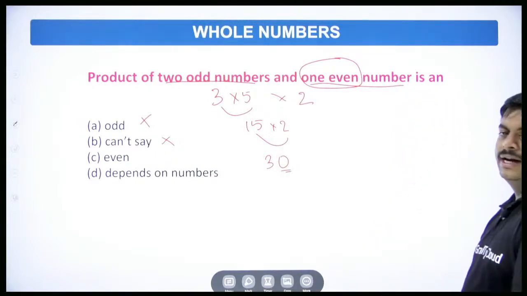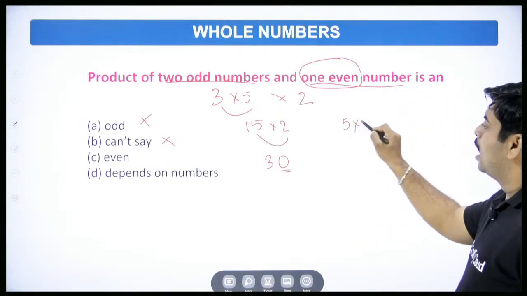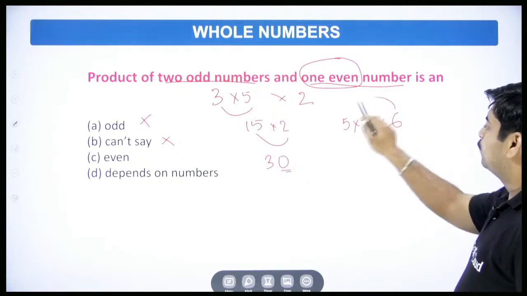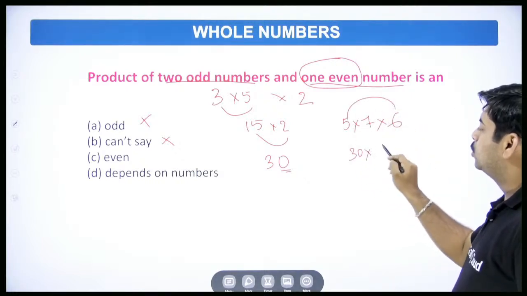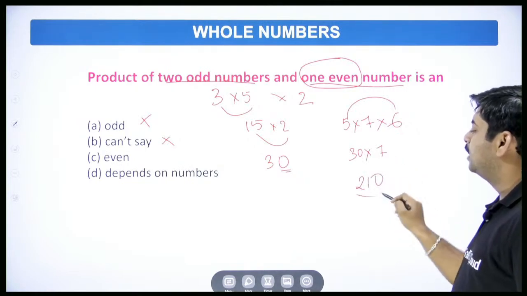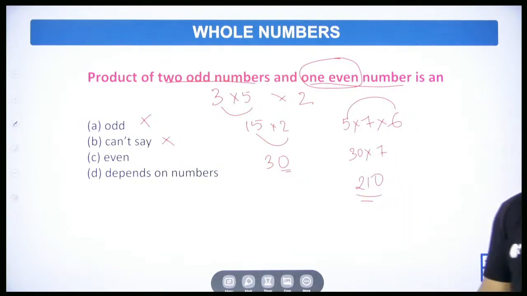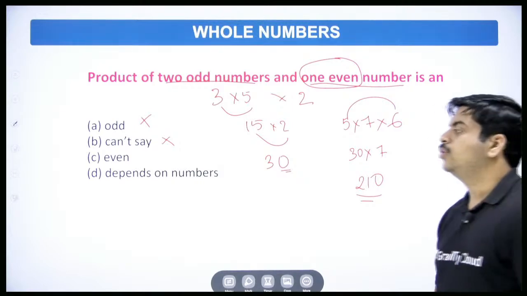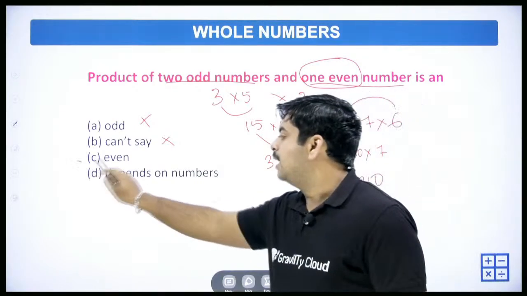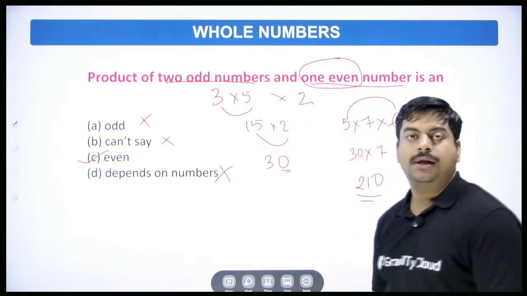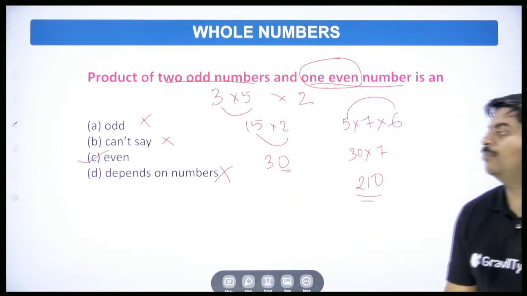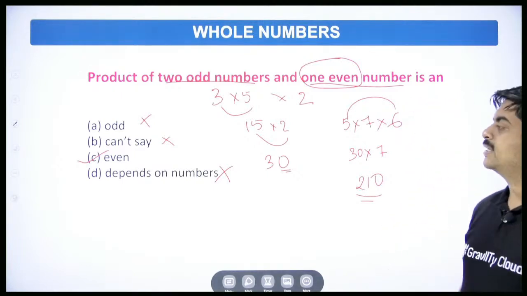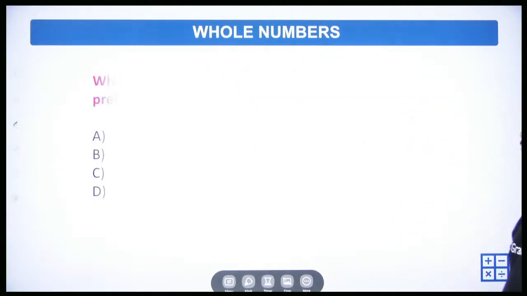You can take any other numbers, right? Let me take 5 into 7, and one even number, let me take 6. 6 into 5 is 30. 30 into 7 is 210. So it is again an even number, right? So you take any combination of two odd numbers and one even number, you always get an even number, and it does not depend on the numbers, correct? Right. So let's move to the next question.